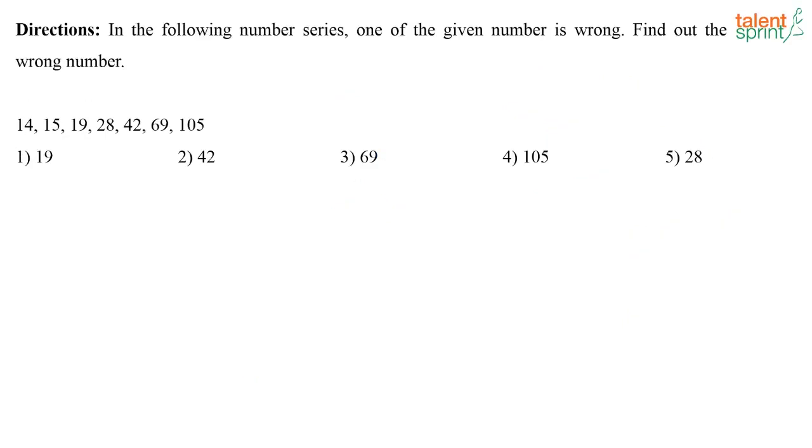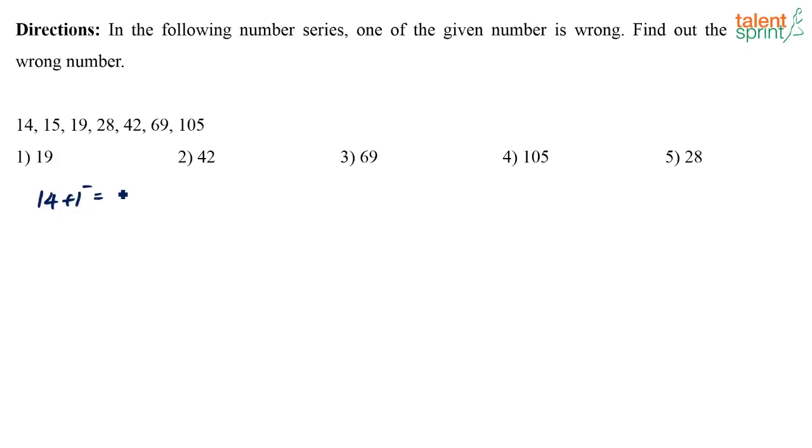Next. So in this paper there were questions on finding out the wrong number. See, when it comes to finding out the wrong number in the given series, compared to the normal number series question where you have to find the missing number, I feel finding the missing number is always easier. Finding out the wrong number is the more difficult type of question. So in this paper all the questions were like finding out the wrong number in the given series. So try this one: 14, 15, 19, 28, 42, 69 and 105. Which is the wrong number? What is the logic that is being followed here?